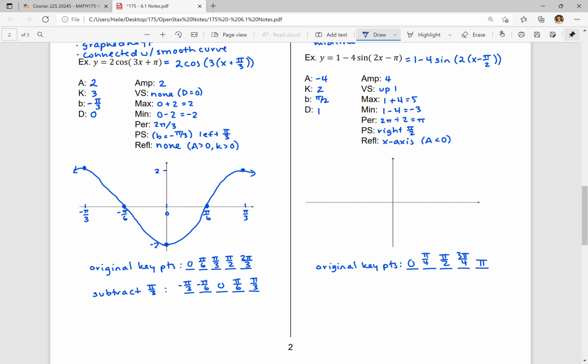So now to figure out my new x-axis labels, I'm going to add pi over 2 to each of these points. So we have 1, 2, 3, 4, 5. So if I add pi over 2 to 0, I just get pi over 2.